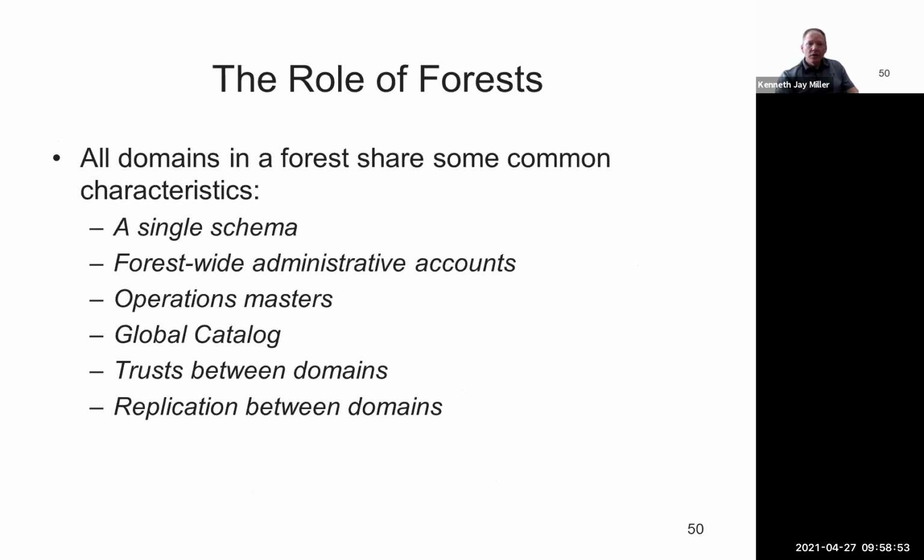Okay. Now, all domains in a forest are going to have these roles. So they're going to share some common characteristics. And among that is the replication between the domains, and then the trust between domains. Then they're going to share a global catalog. They're going to share the operations masters. They're going to know where all that stuff is. The forest-wide administrative accounts will work everywhere, and it will have a single schema. So if we have a shared forest, these are the things that come with it. Notice trusts are built automatically, just like we said earlier.